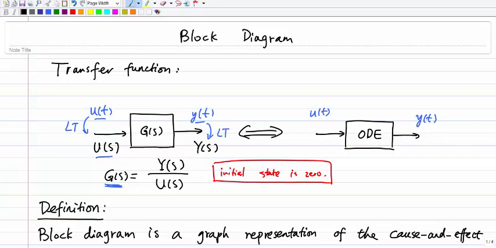Okay, so this is for one block. You can see that in my previous video I talked about this as sort of one block. You can also combine blocks together to build a complex system. So the key concept is called a block diagram. Before talking about a block diagram in more detail, I'm going to talk about the definition of a block diagram.